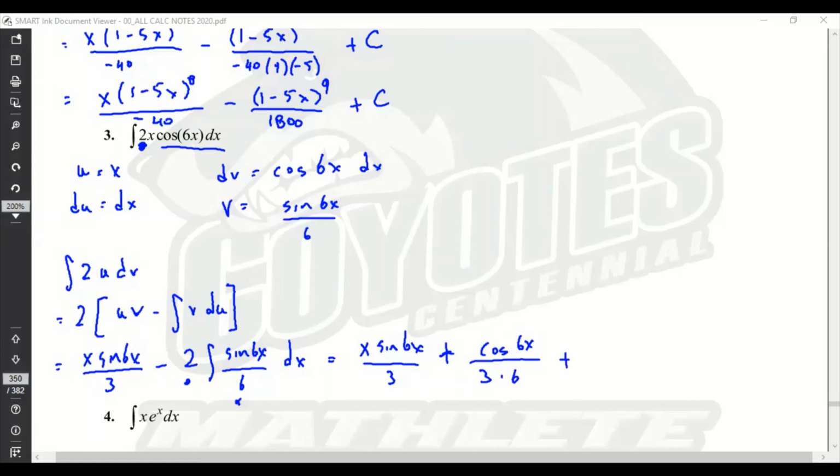And at this point, we need to have plus c on the end. So x sine 6x over 3, plus cos 6x over 18, plus c.